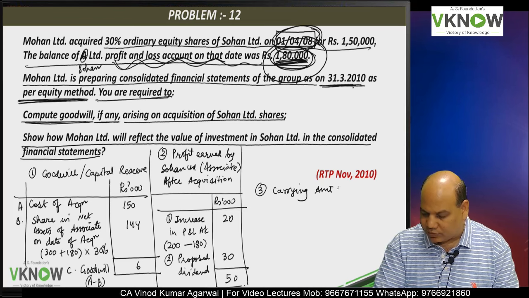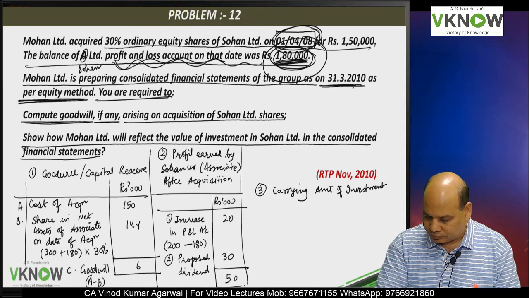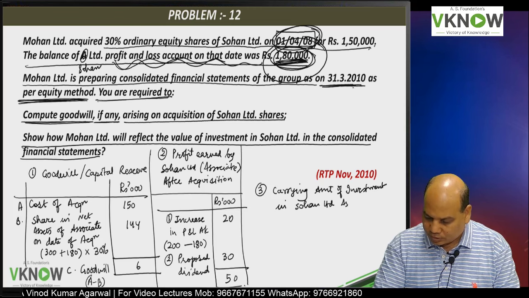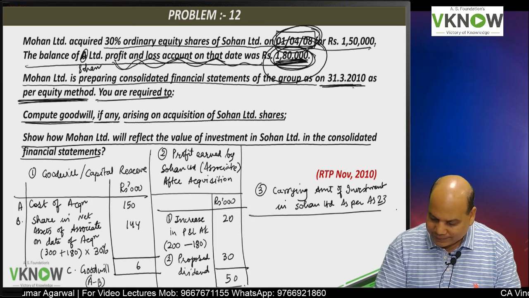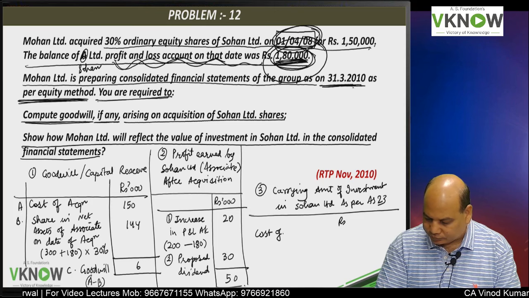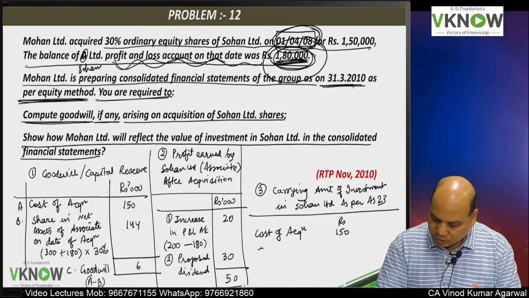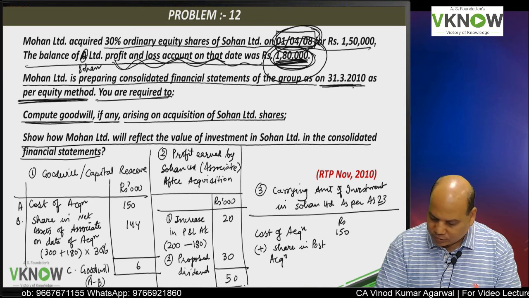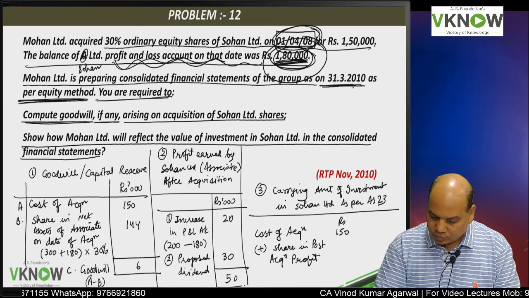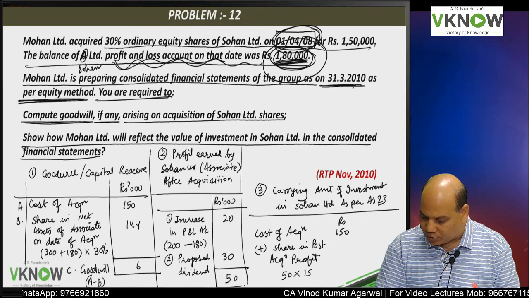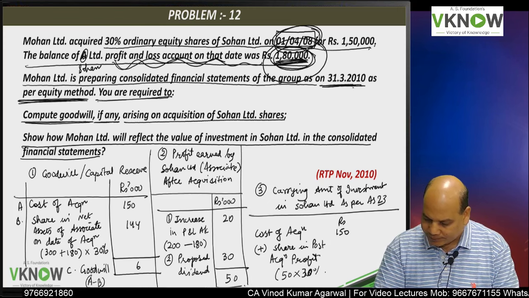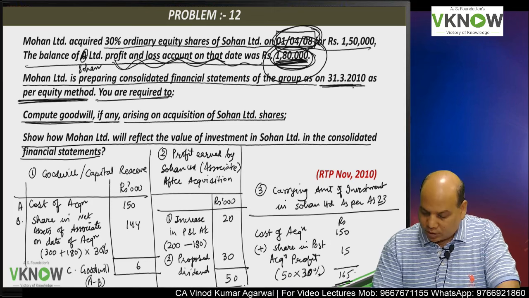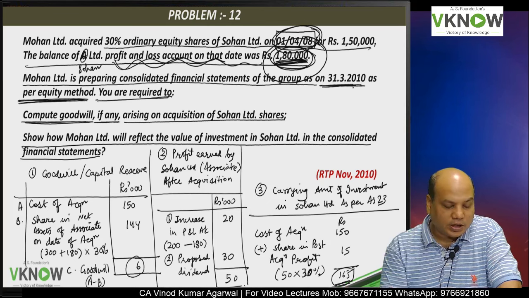And then the third working I'll prepare will be carrying amount of investment in Sohan Limited as per AS 23. So my cost of acquisition is 150. I will add share in post acquisition profit, which will be 50 into 30%, that is 15, and the total carrying amount will be 165, and this 165 includes goodwill. I have to present that in the balance sheet.